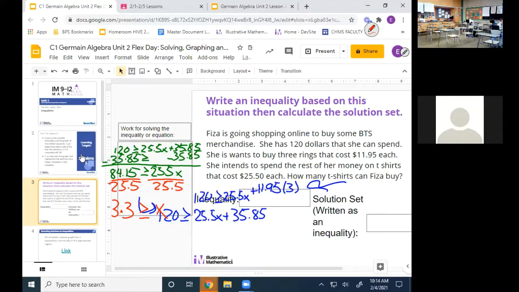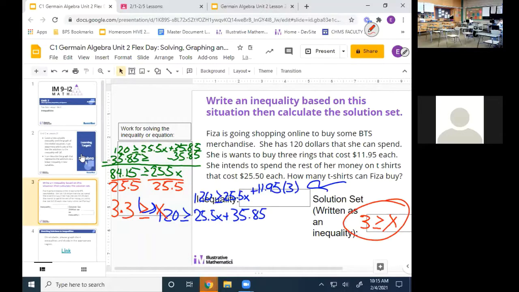Good. How would we write, if we're taking this in context though, what would the solution set to this inequality be? The solution set, would it be 3.3? 3, very good. And why did you say 3? Very, very good. Nice job there, Gabe. And then we want to take it one step further and say, in the context of this story, Fizz cannot buy a third of a t-shirt, or 0.3 of a t-shirt. You have to round it down to 3. Good, nice job.